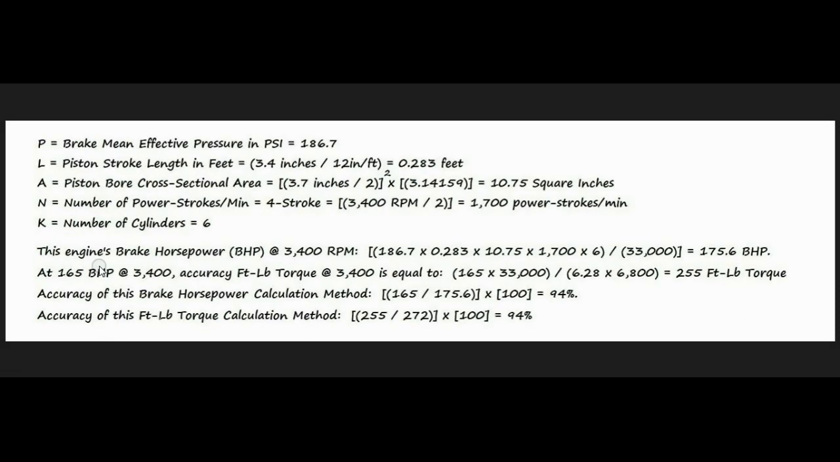So if we work the formula out, as in P for brake mean effective pressure in PSI, L for piston stroke length in feet, A for bore cross-sectional area, pi r squared of the bore diameter, the piston stroke length in feet, the stroke inches divided by 12, number of power strokes, and then number of cylinders, divided by 33,000, the number of foot-pounds per minute per horsepower. Since we're using RPM, we use 33,000. It's 175.6 brake horsepower. So this method of calculation is 94% accurate.